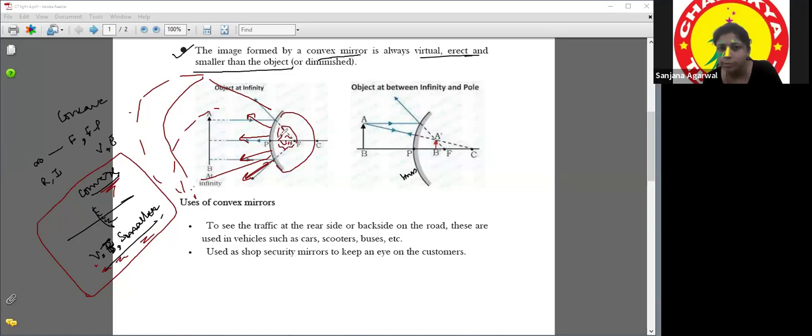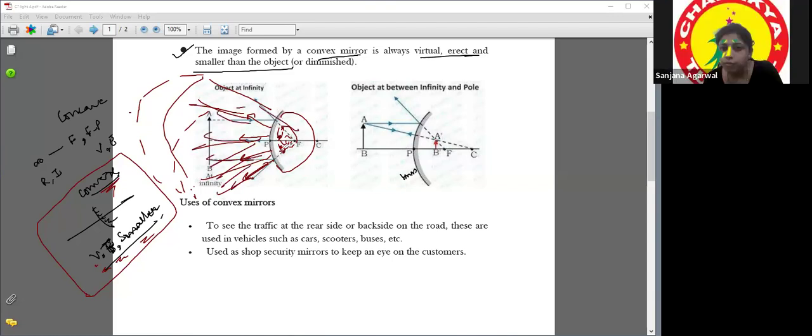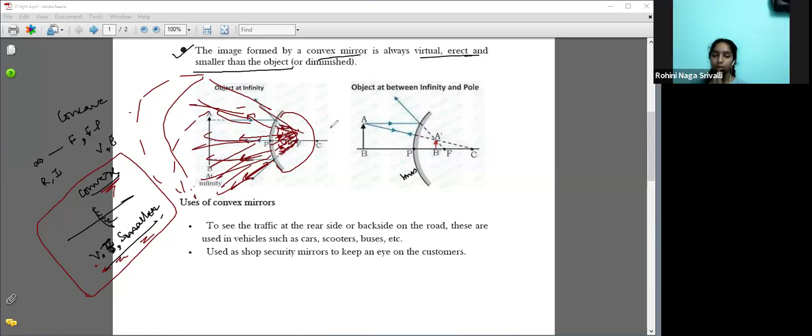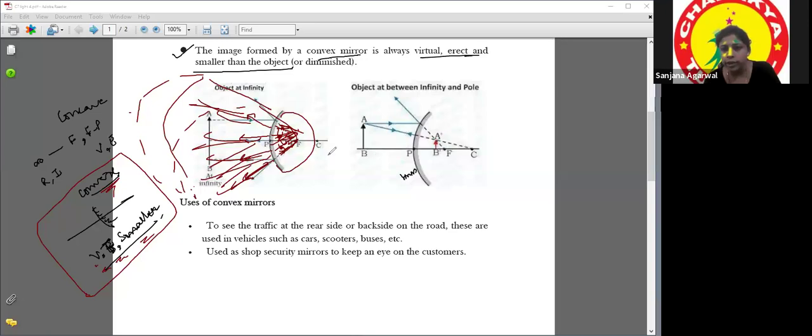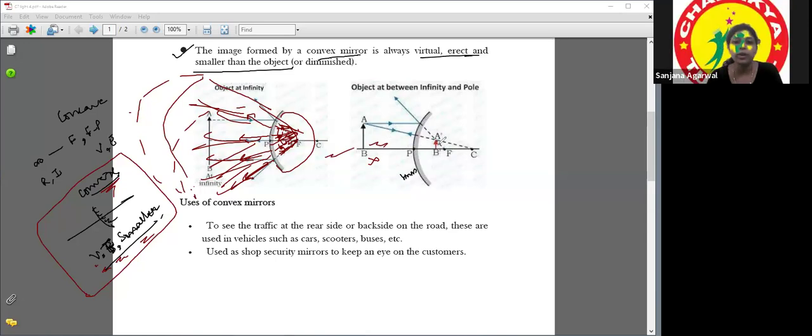Images are already smaller in size, that's why it is able to cover a larger view, because these diverged rays are only getting virtually meeting on the back side of the mirror. Okay, ma'am. So don't focus on drawing these two diagrams. This is just to explain how they always form smaller images and cover a wider view.